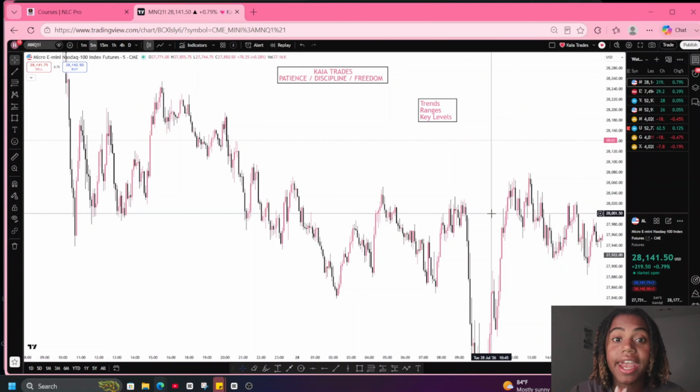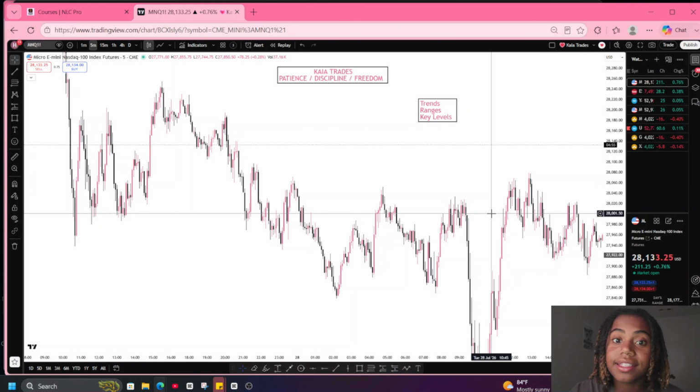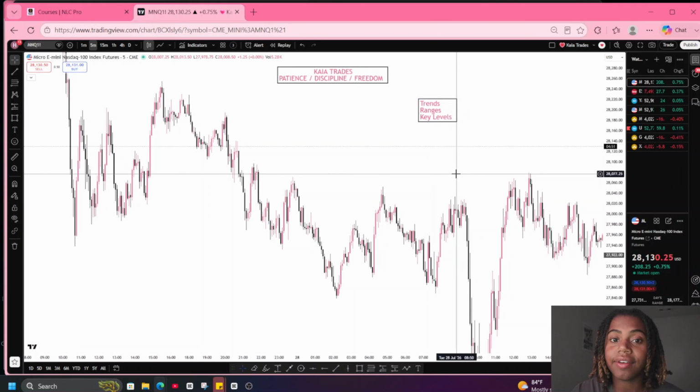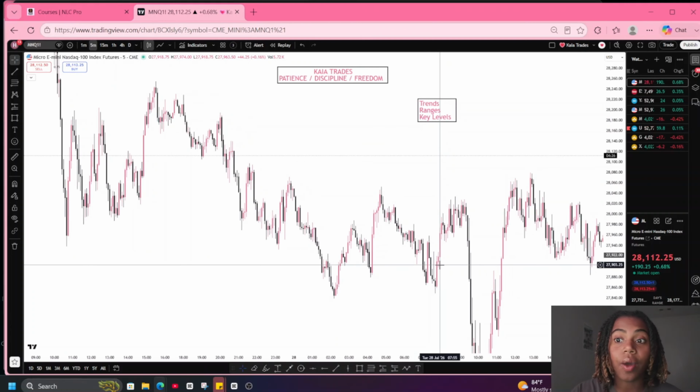All right, traders, now we move to the most important part of our trading, market structure. In this lesson, we're talking about trends, ranges, and key levels on the higher time frame and the lower time frame. We can see on my screen there are candlesticks, and one is going down. Sometimes the market is not super clear and clean when it wants to go down and up.